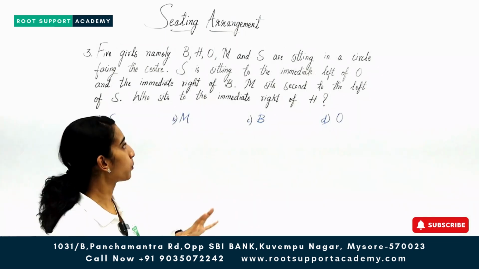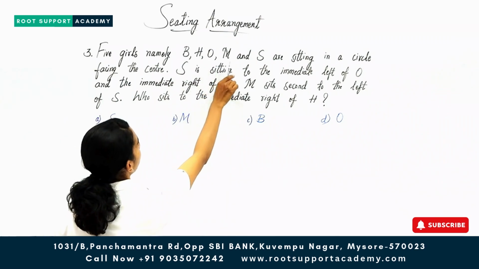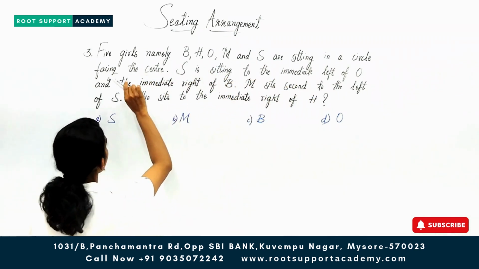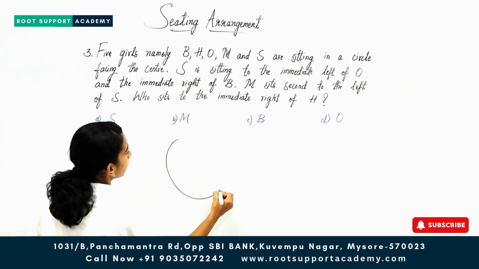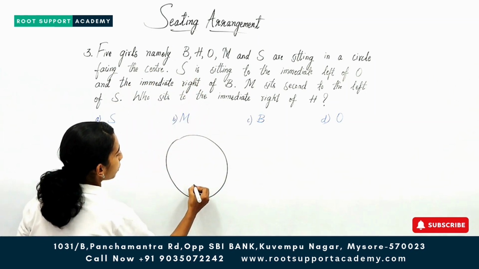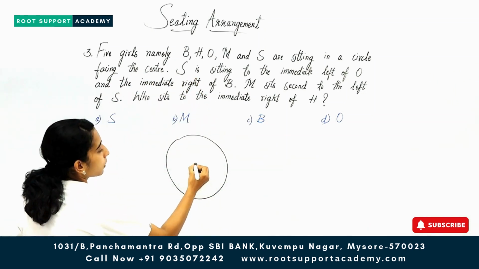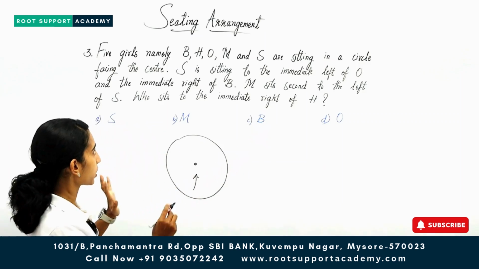Okay, so the next type of problem we have: 5 girls namely B, H, O, M and S are sitting in a circle facing the center. So this is a circular type of seating arrangement, and all of them are facing towards the center. Let's understand and start fixing their positions.